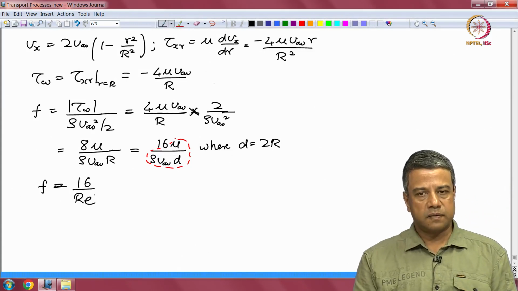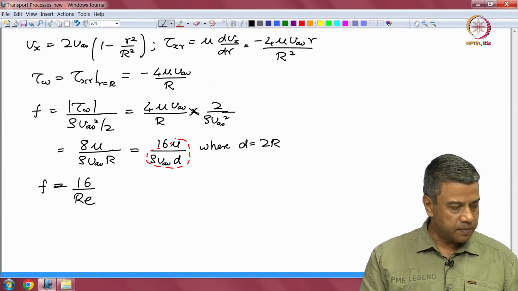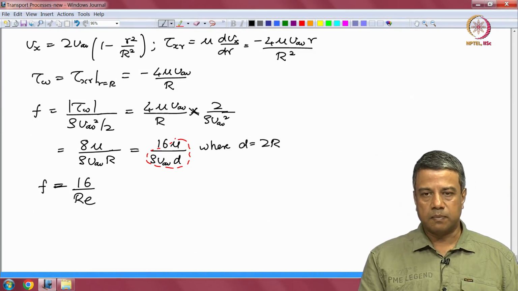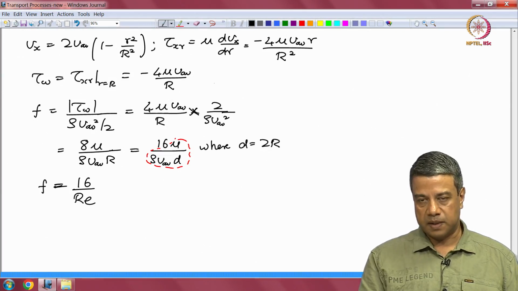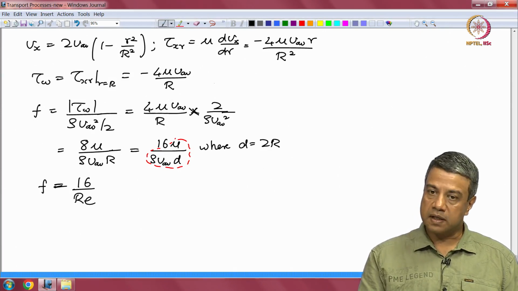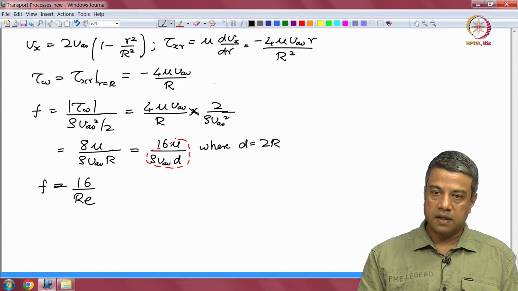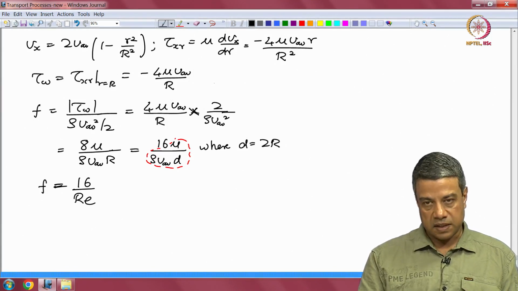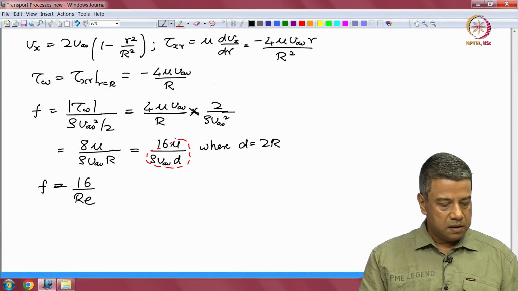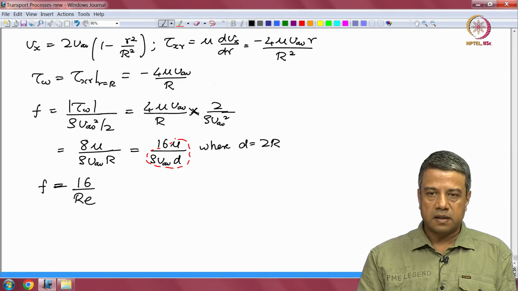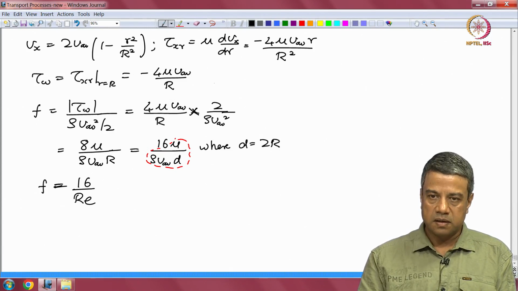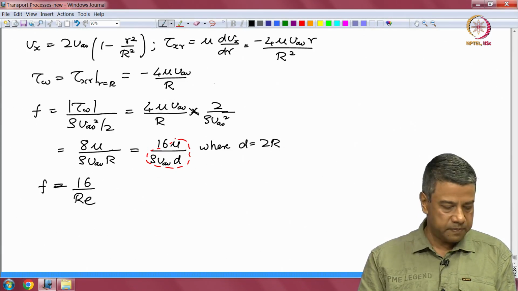This is the friction factor correlation for the laminar flow in a pipe, which I derived for you by doing a momentum balance over the pipe, finding the entire velocity profile, then finding the wall shear stress, and then using that to find the friction factor correlation. So, this is the friction factor correlation for flow in a pipe derived from fundamentals from the microscopic momentum balance equation.